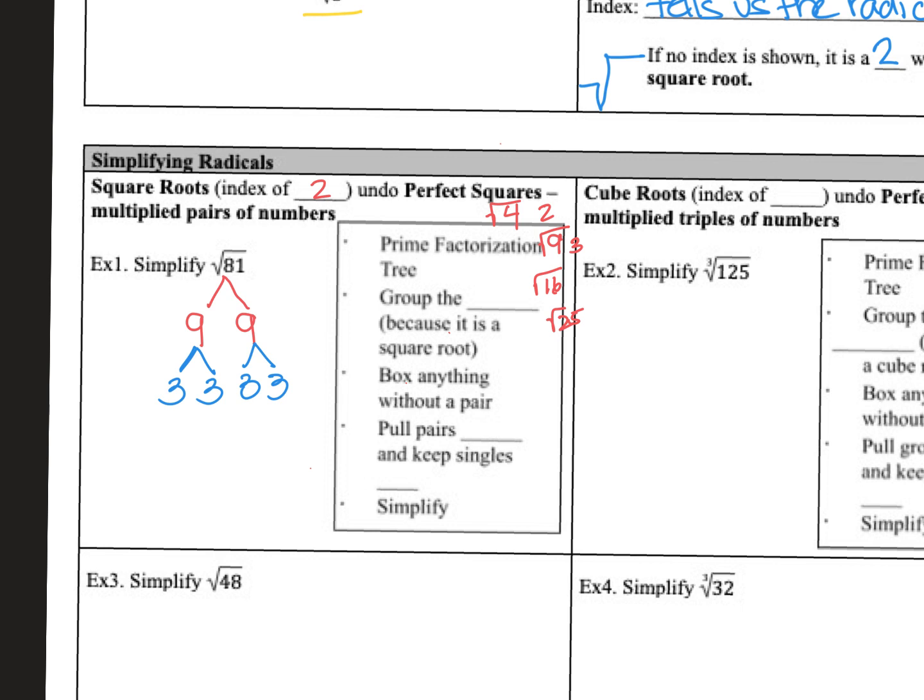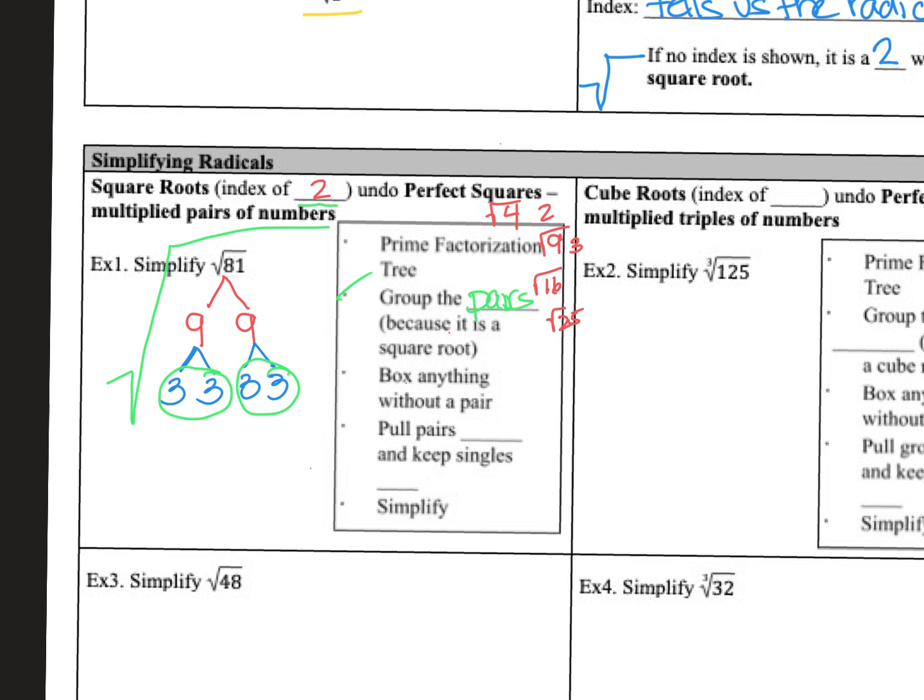Now, the next thing is, as you can see, I cannot go any further than 3 times 3. I can't break 3 down any further. So the next thing is, because it is a square root with an index of 2, I want to group the pairs. And when I group the pairs, I'm going to circle them. So here I have a pair of 3s and I have another pair of 3s. There is my second step. Now keep in mind, all of this is still underneath that radicand. I have not pulled anything to the outside of that radicand yet.